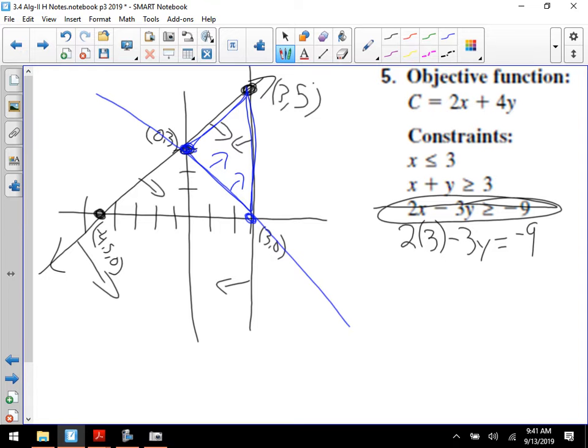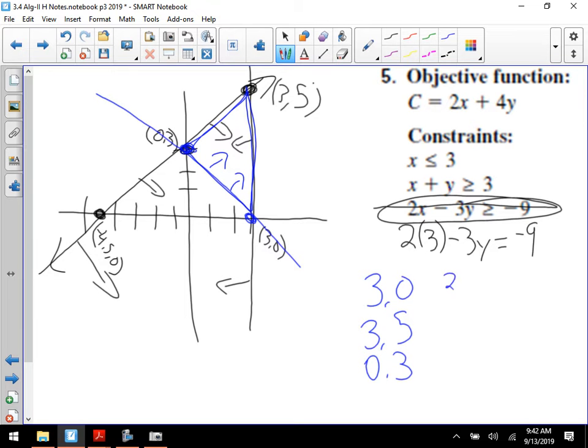Remember, points of inflection is where the graph changes direction. So you test it at (3, 0), (3, 5), and (0, 3). Remember, each one of those is that value. It does not matter which order you label those in or write those out. You're still going to see which one becomes maximum, which one becomes minimum, by throwing it into your objective function.